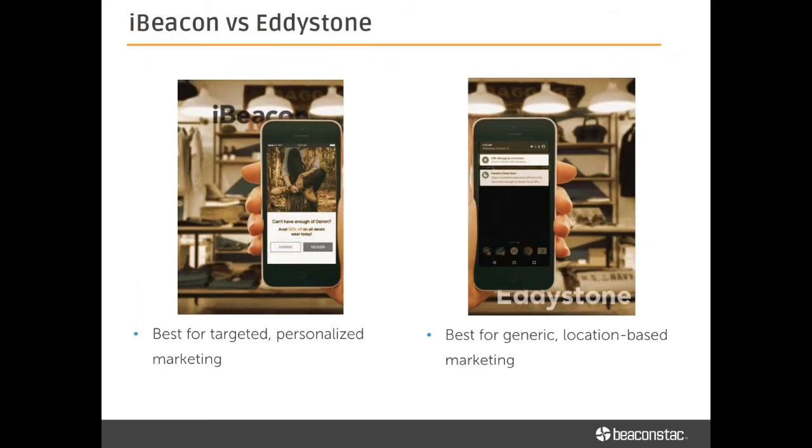But generally speaking, now that we've laid the groundwork from a technology standpoint, for all of you marketers out there who might want to use beacon technology, we want to go over some broad characteristics of use cases that are good for both iBeacon and for Eddystone.